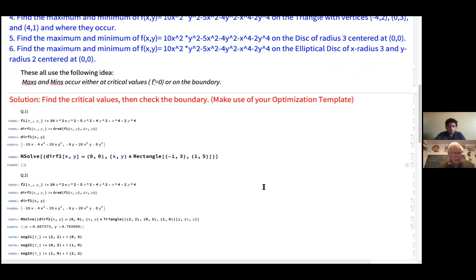Let's take out, in that last one that you have, let's take out the rectangle and let's just have it solve it for x and y and see what we get.